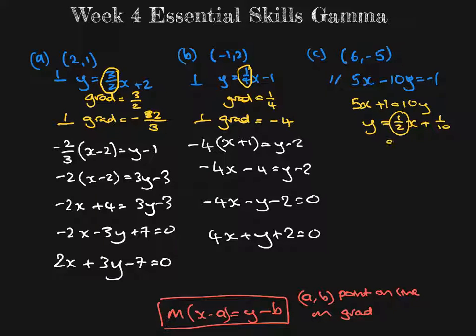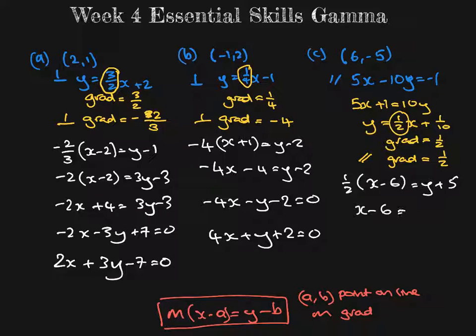So the gradient is 1/2, and we are now going parallel, so the parallel gradient will also be 1/2, giving us the equation 1/2 (x minus 6) is y plus 5. Timesing both sides by 2 to clear the fraction: x minus 6 is 2y plus 10. Getting it all on the left-hand side, and then done.